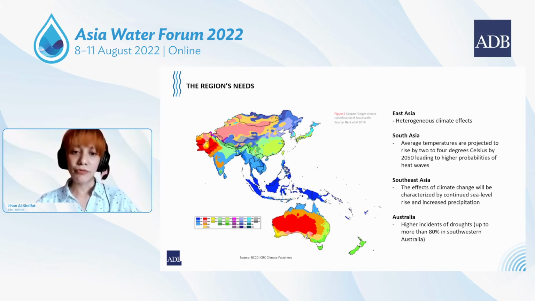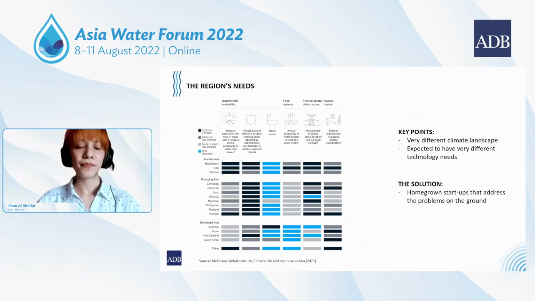Then we also have the tropical region. The tropical region more or less has a constant temperature delta. However, these nations or countries happen to be archipelagic in nature, and of course, the threat of sea level rise is always there. And then finally, we have regions in Asia that are experiencing heightened droughts and bushfires. So in a nutshell, they are very different from each other.